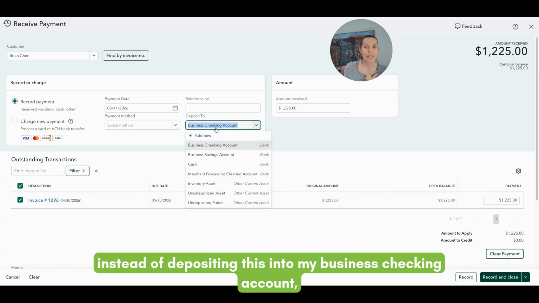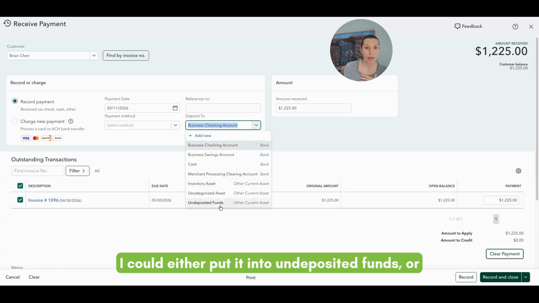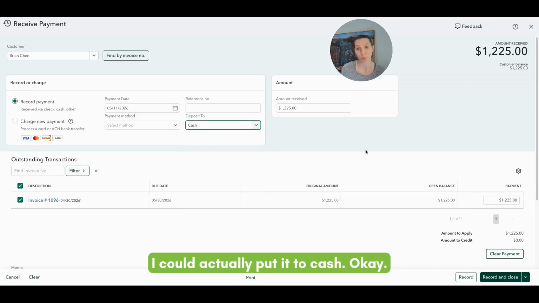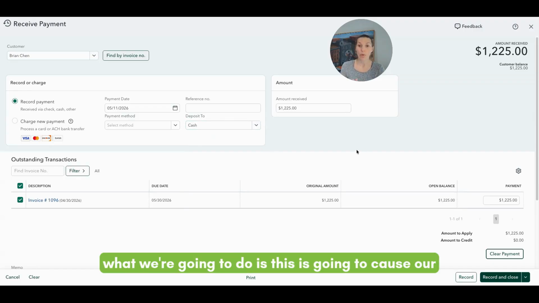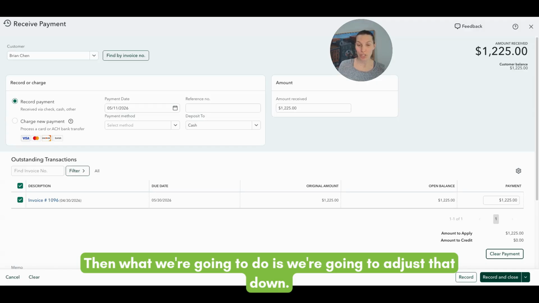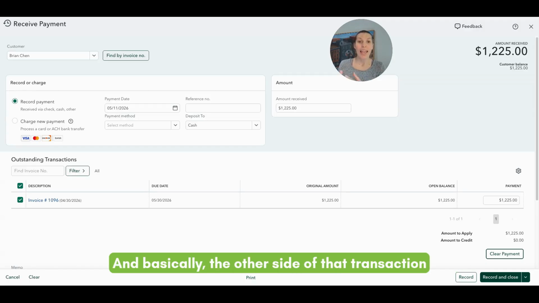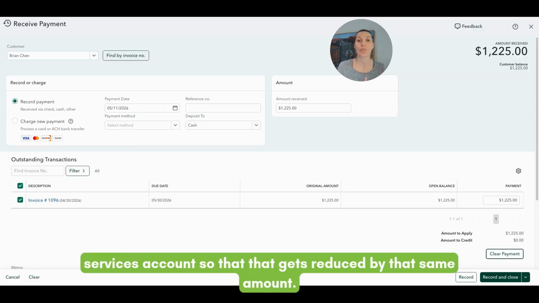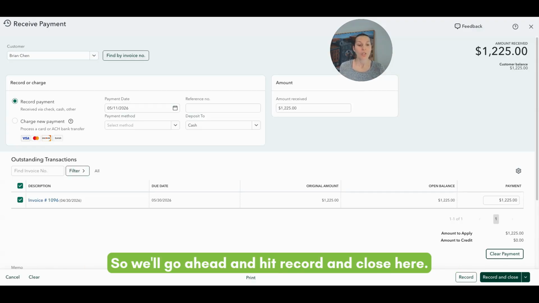So what I'm going to do here, instead of depositing this into my business checking account, I could do a couple different things. I could either put it into undeposited funds, or if I wanted to really call it out as something totally separate, I could actually put it to cash, okay? Now, basically what we're going to do is this is going to cause our cash balance on the books to increase by $1,225. Then what we're going to do is we're going to adjust that down. And basically, the other side of that transaction that we're going to hit is going to be our bookkeeping services account so that that gets reduced by that same amount. So we'll go ahead and hit record and close here.